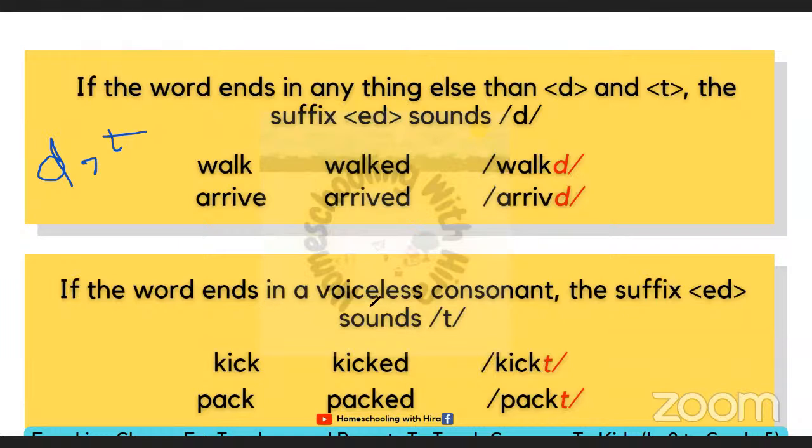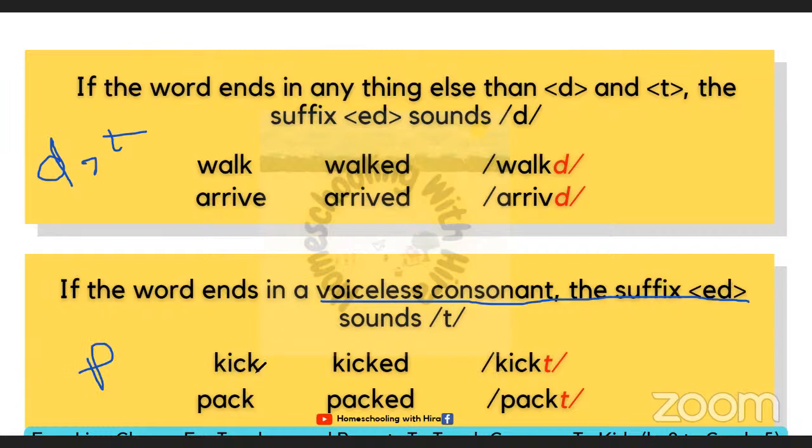If the word ends in a voiceless consonant, the suffix ed sounds t. Voiceless consonants कैसे होते हैं? In which your throat, in which your sound box doesn't move. K is a voiceless consonant, right?